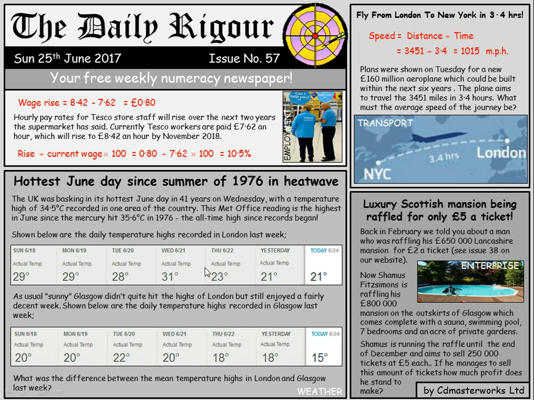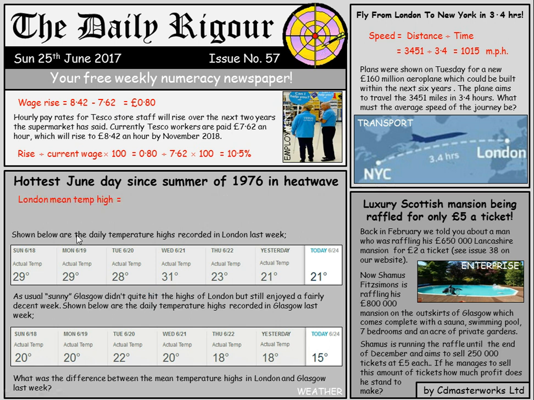Anyway, obviously we had wonderful weather last week, that couldn't be ignored in the Daily Rigour, and there was actually a record temperature high from the past 41 years. So we've got the daily temperature highs recorded from London last week, the daily temperature highs recorded from Glasgow last week. What's the difference between the mean temperature highs?